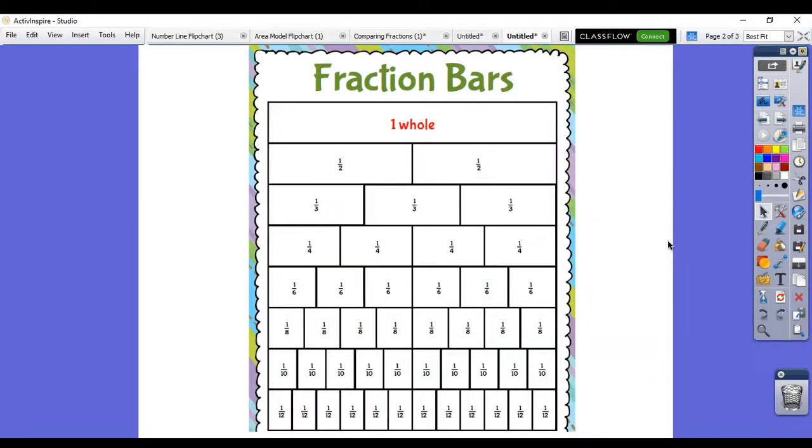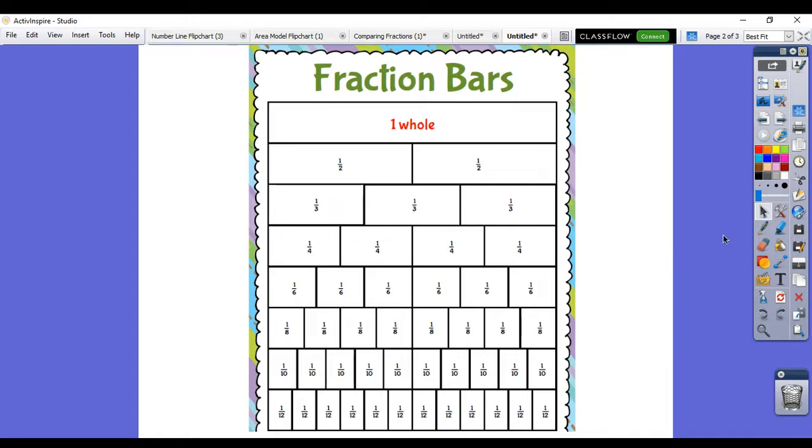I'm going to teach you how you can use fraction bars to tell if two fractions are equivalent. If we were in the classroom, we would get our fraction bars out of our math kits and you'd be able to move them around on your desk. But if you watch carefully on here, you can use a chart just like this one to help you out.